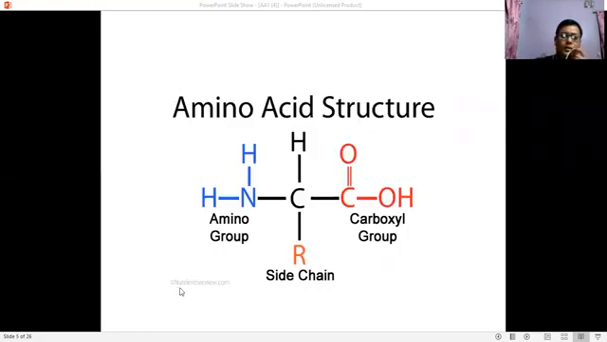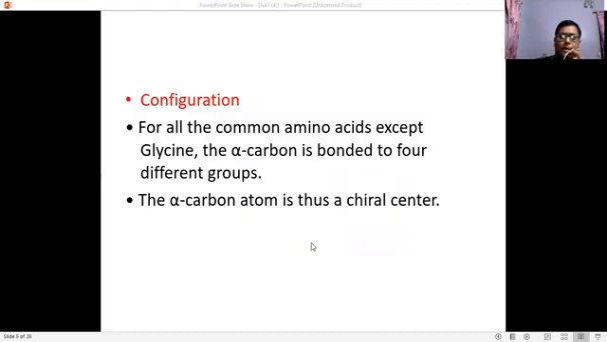So this is the basic structure of amino acids. The C is the central chiral carbon. Amine group is attached at one end. COOH carboxyl group is attached at another end. Hydrogen is at another end, and R is the side chain at the fourth end. So this is the basic structure of amino acids.